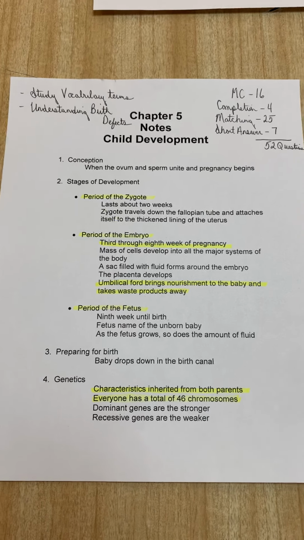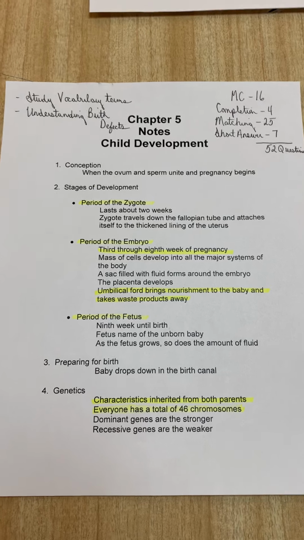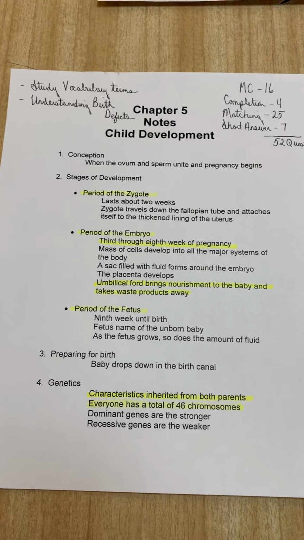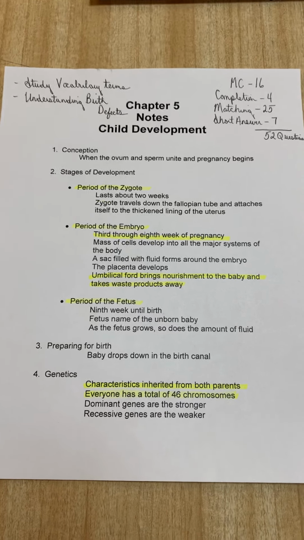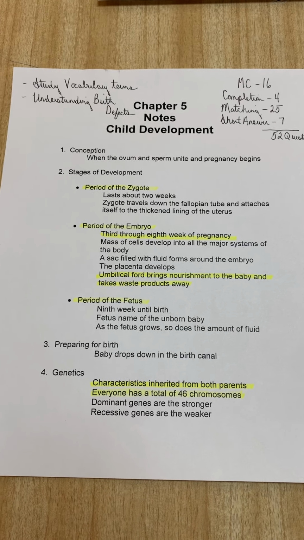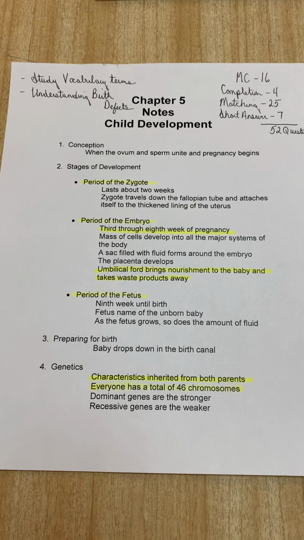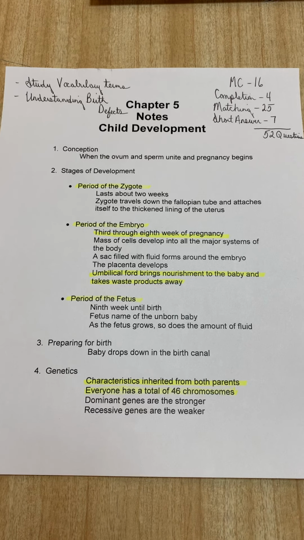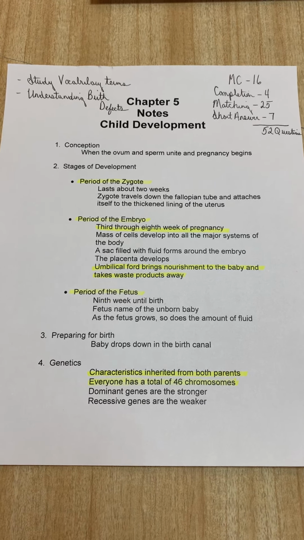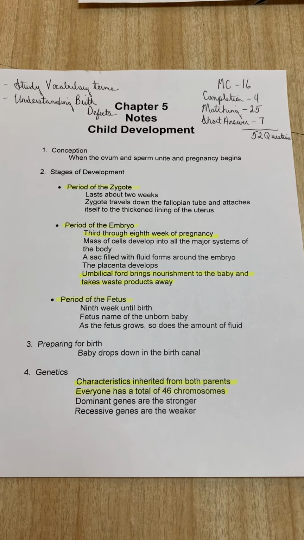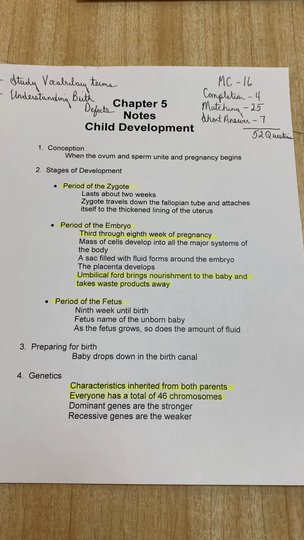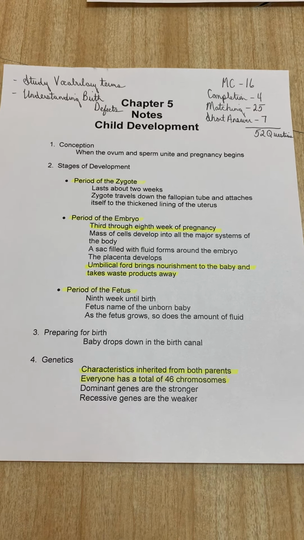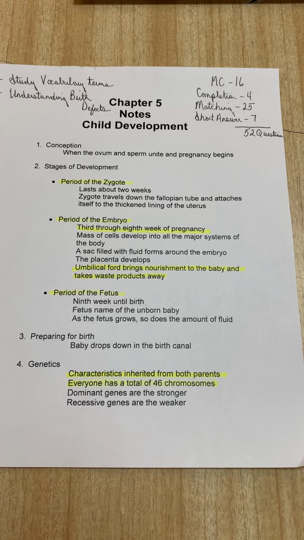Okay, the items that I have highlighted, starting with number 2, the stages of development. That is a question that is under the short answer. You are going to have to list all 3 of the stages of development. So period of the zygote, period of the embryo, and period of the fetus. Okay. You will also need to know, as far as genetics, that the definition for genetics is characteristics that we've inherited from both of our parents.